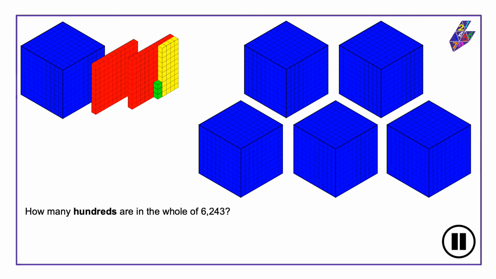How many hundreds are in the whole of 6,243? There are 62 hundreds in 6,243. We'll explain why in the next part of the video, but pause it here to see if you can explain the answer in your own words.